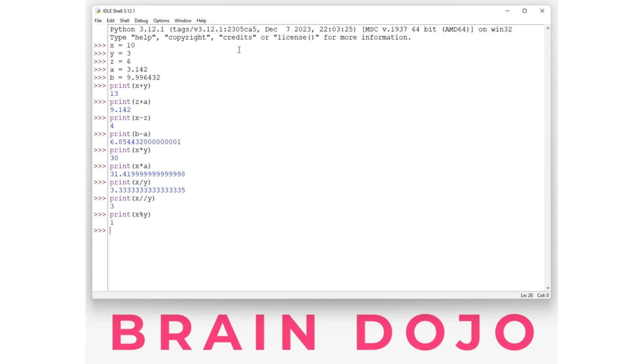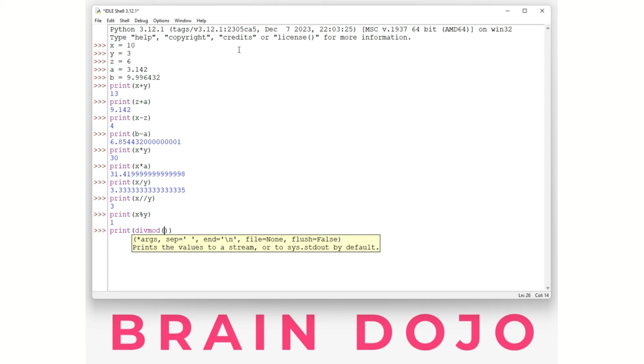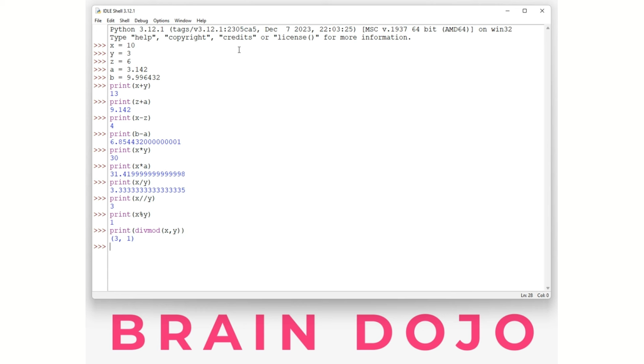There's also one more way of doing this, if you don't want them separately. We can use a built-in function in Python, which is divmod. So what we do again is print, and in the brackets we write the name of the function first, divmod, and then we give it the two numbers separated by commas, so x comma y. It's the same numbers. What it should do essentially is give you the answer as a whole number and the remainder.